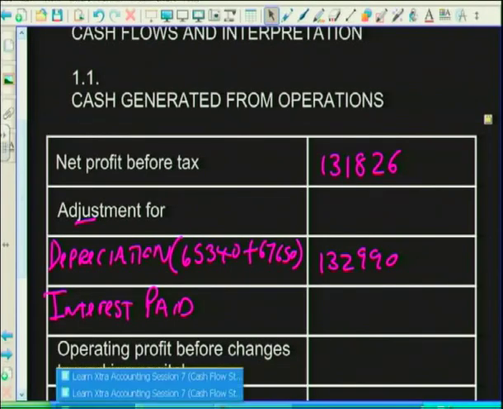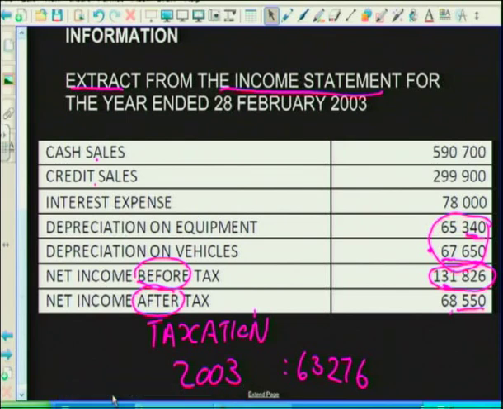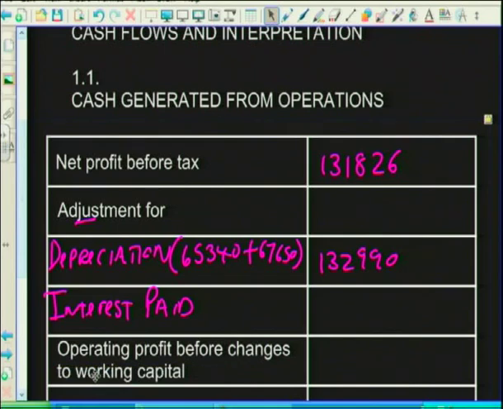Okay, right, we've now entered our depreciation. We're going to make an adjustment for it. Do you guys remember why we're making an adjustment for depreciation? Okay, absolutely correct, because depreciation is a non-cash item and it needs to be added back to your net profit. Let's move on now to the next adjustment, interest paid, and again, back to our income statement. My interest paid is given to me as 78,000. Okay, so depreciation done, interest paid, an amount of 78,000.